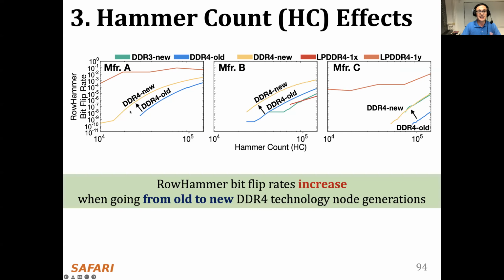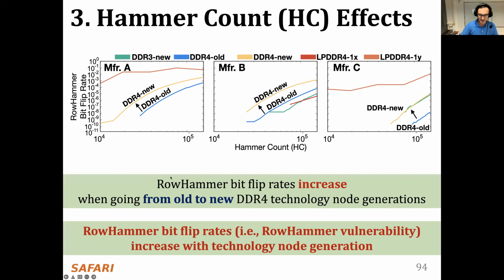This result shows, from 3 major manufacturers, that as you go from an older DDR4 generation to a newer DDR4 generation, RowHammer bit flip rates across the board increase for all manufacturers, and the hammer count, the activation count that you need to get to the first bit flip, reduces, because the curve shifts up and left, as you can see over here. And I think I've already said this: RowHammer vulnerability becomes worse with each technology generation.